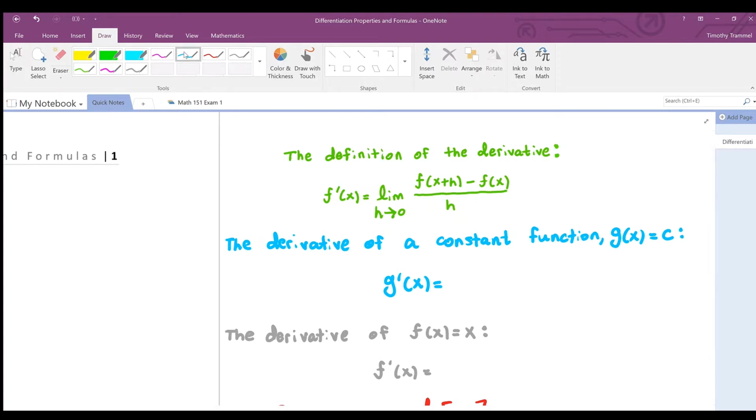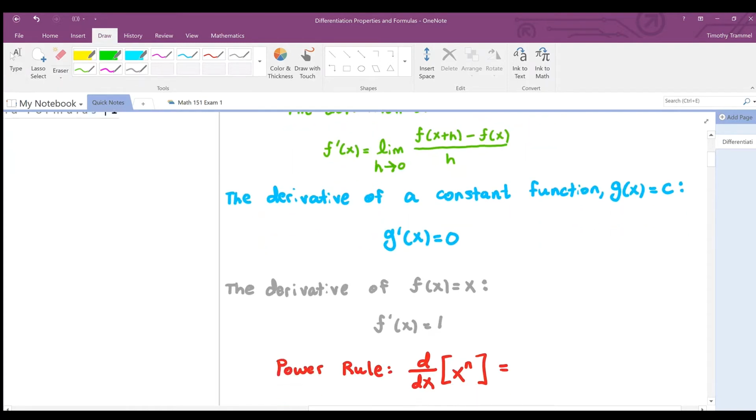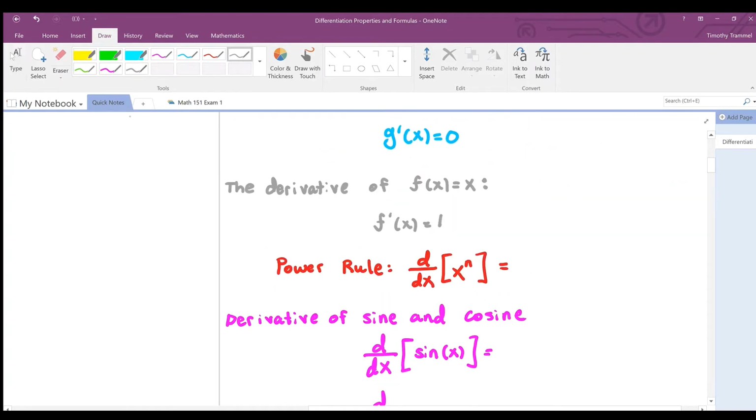First of all, let's remember some of the ones that we actually already know. If you were to take the derivative of a constant function, we get zero. If we were to take the derivative of f of x equals x, its derivative would just be one. If we were to take the derivative with respect to x of x to the n, then that is nx to the n minus one.